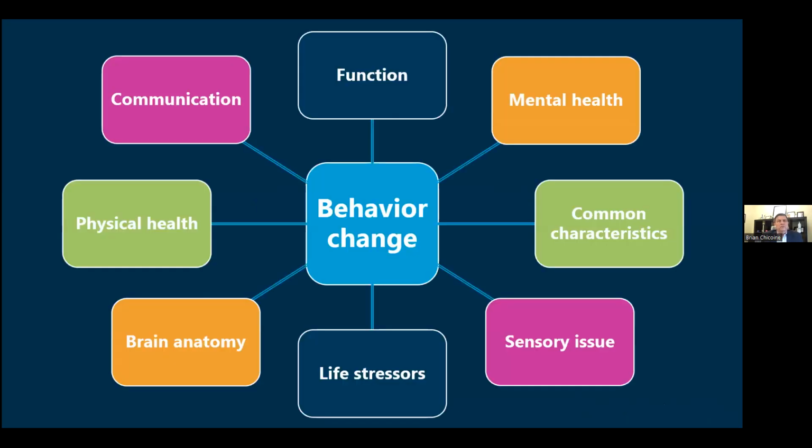So next, what can cause a behavior change? Really, lots of things, and we're going to focus on some of these today. It might be a communication issue. There may be a function, a benefit from doing that behavior. There may be a mental health issue. Maybe it is part of what we call common characteristics of people with Down syndrome. Not everybody with Down syndrome has them, but many do have some of these characteristics, and there may be a reason why some of that is changing. There might be a sensory issue impacting the person's behavior. Certainly life stressors. There are brain anatomy issues in people with Down syndrome that may ultimately affect behavior. And certainly any physical health problem has the potential to affect behavior as well.